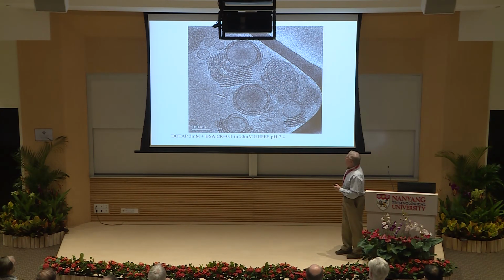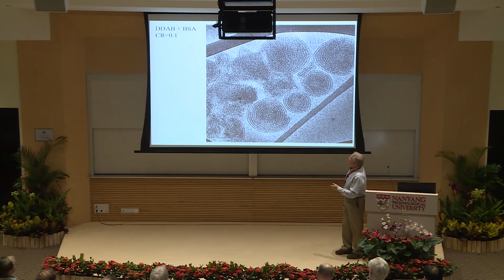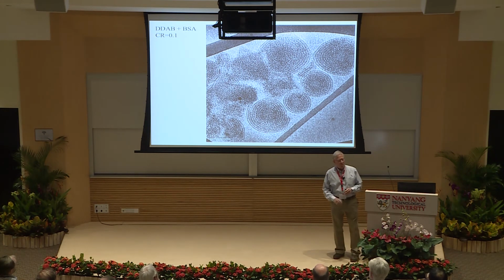Actually, we tried it also with the simpler surfactant, DDAB, and you can see very well, again, the same kind of structure, bilayers with the protein attached between them. So this means that BSA, as a model for other components of the blood, could easily interact with our lipid, and by doing this, take the complex apart.